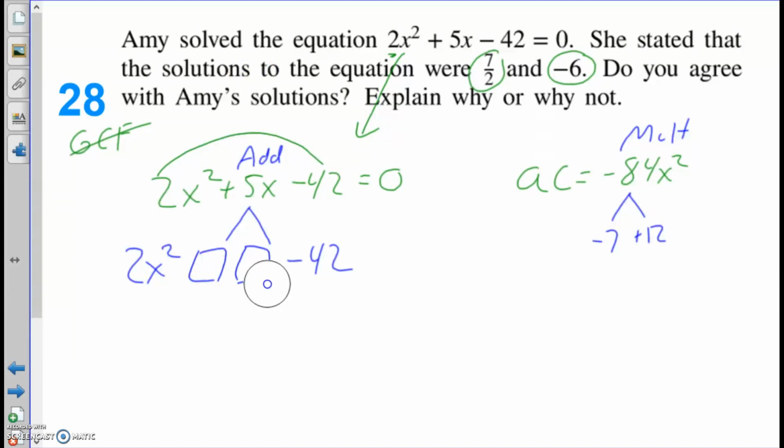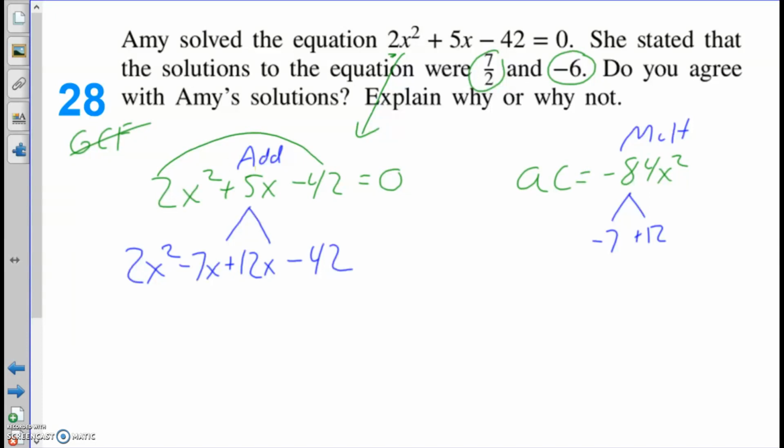I'm going to erase these boxes, actually. I just wanted to show you that 2 things were going to go there. So a negative 7x and a positive 12x. Now, does it matter if I were to put the positive 12x first and then the negative 7x? No, it really doesn't matter. It's going to work out either way. And so now we have 4 terms. And so now we're going to do that factoring by grouping.